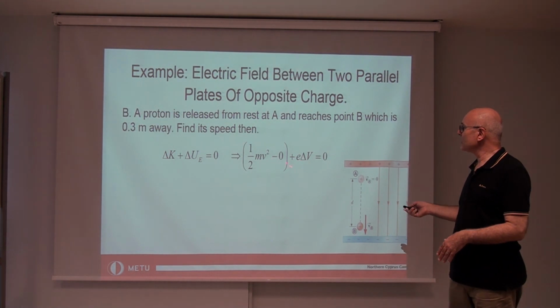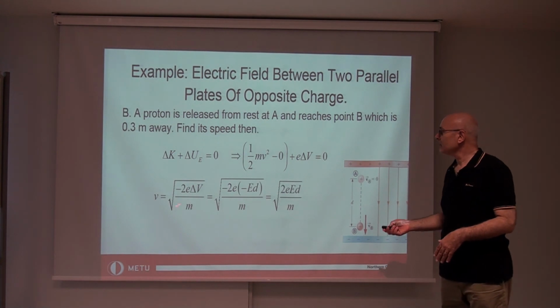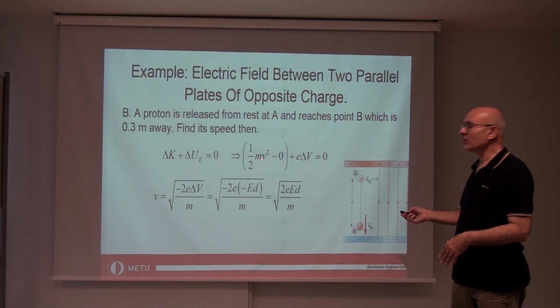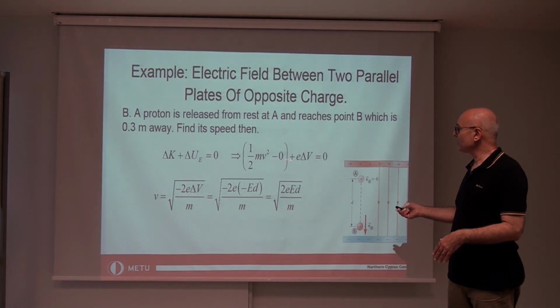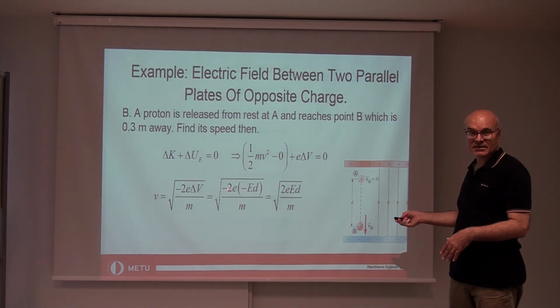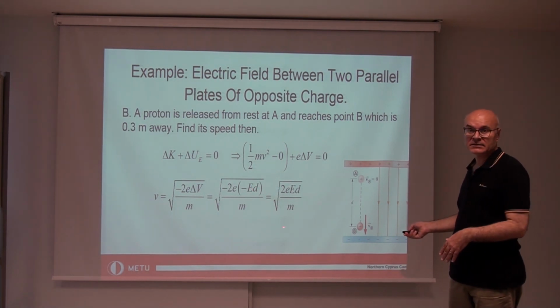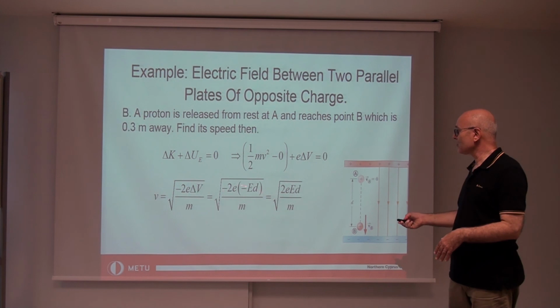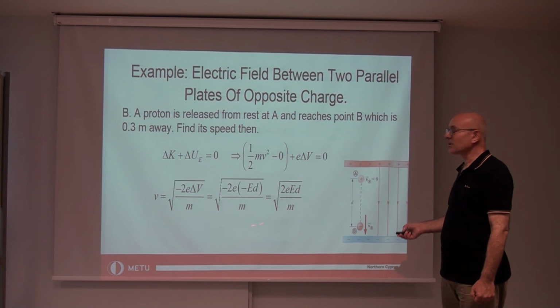Delta U is q delta V, and delta V is VB minus VA. You solve this equation for v because it is your target variable, and you get this expression. The minus sign here comes from moving this to the other side. When you substitute for delta V, you substitute minus Ed. This is the important point, because delta V is negative in this case, and so the whole square root becomes positive, and this is your expression for v.